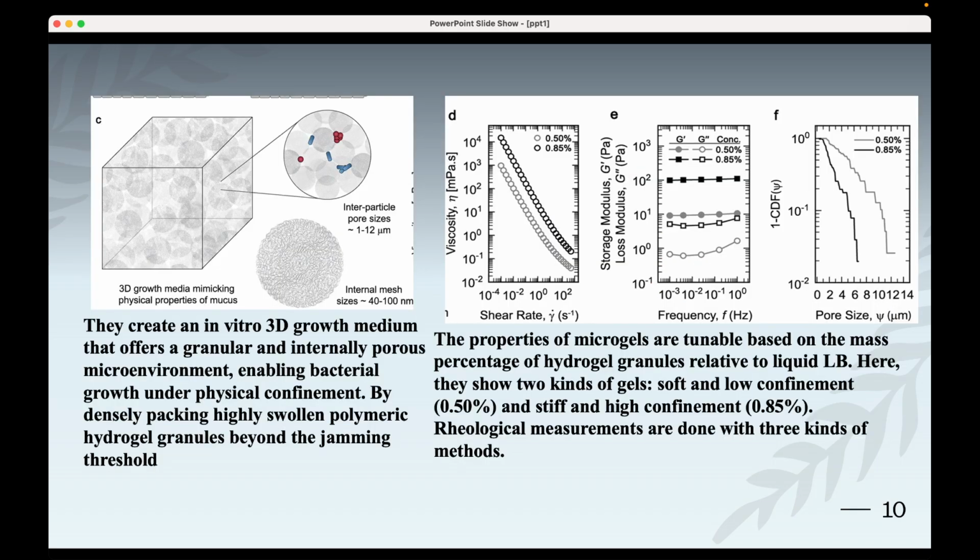They created an in vitro 3D growth medium that offers a granular and internally porous microenvironment, enabling bacterial growth under physical confinement, by densely packing highly swollen polymeric hydrogel granules beyond the jamming threshold. See here, the 3D growth media mimicking physical properties of the mucus.